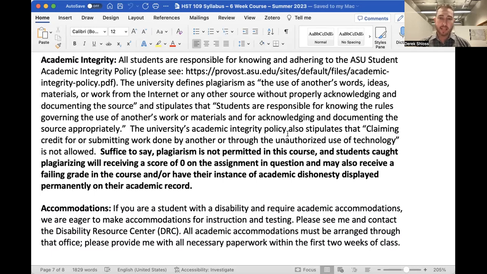Plagiarism refers to, in a basic sense, the use of another's words, ideas, materials, or work from the internet or another source without properly acknowledging and documenting the source, right? So yeah, for this class, you can't just take stuff off the internet and pass that off as your own work when it's not your own work. And that brings me to the subject of ChatGPT, AI generated writing, which has thrown a new wrinkle into this whole academic integrity, plagiarism issue.